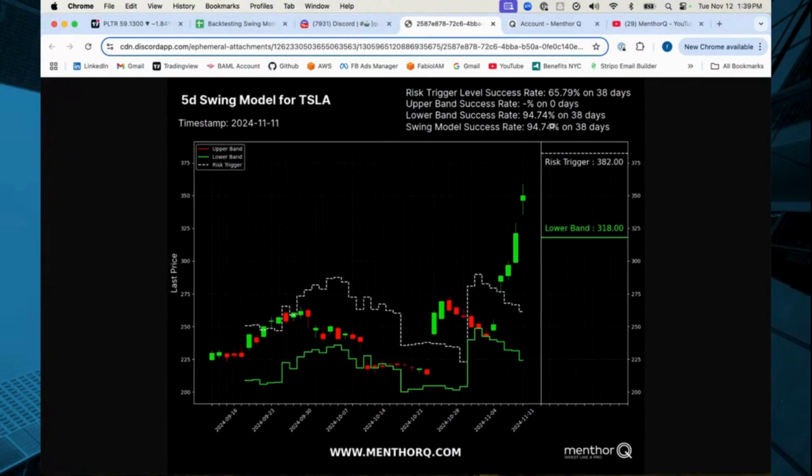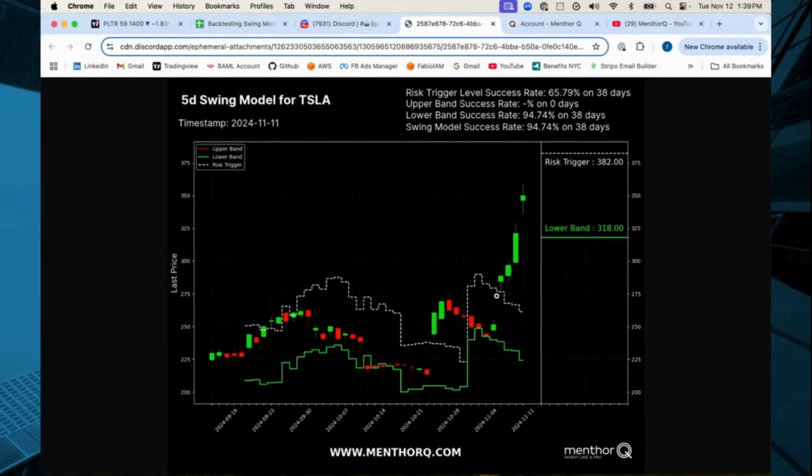And at the top here, you see the success rate of the lower band and the success rate of the model. When we say success rate, it means that if the lower band today is 318, what will the price of Tesla be in 5 days? Will that price be above 318 or below? If it's below that, then the model is not successful. If it's above 318, then the model is successful. And then we calculate the success rate right here.